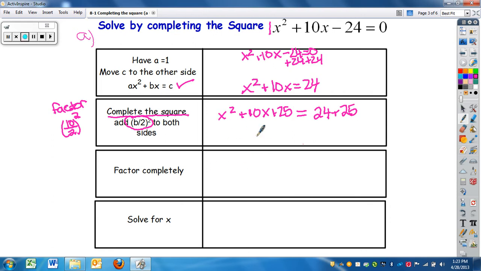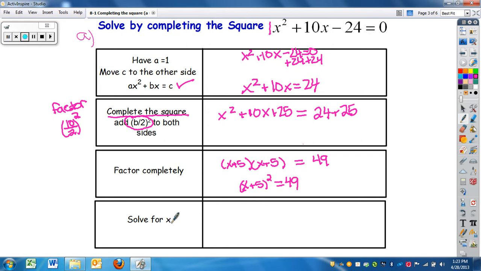Alright, so the next step, we need to factor completely. Now this quadratic side is the side you're going to factor. So factoring, we have factors of 25 that add up to 10. That's x plus 5, x plus 5. If you did it right, the two sides should be the same, and it should be able to factor. Equals our total of 49. Right, well, that's x plus 5 squared equals 49. That's what we want.